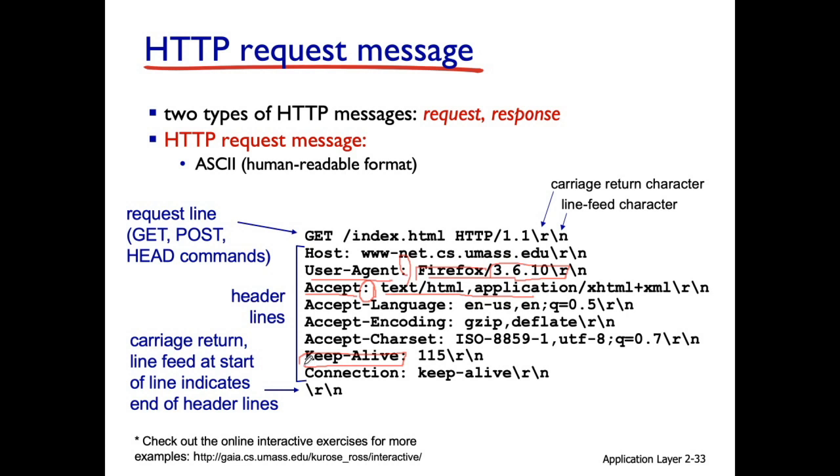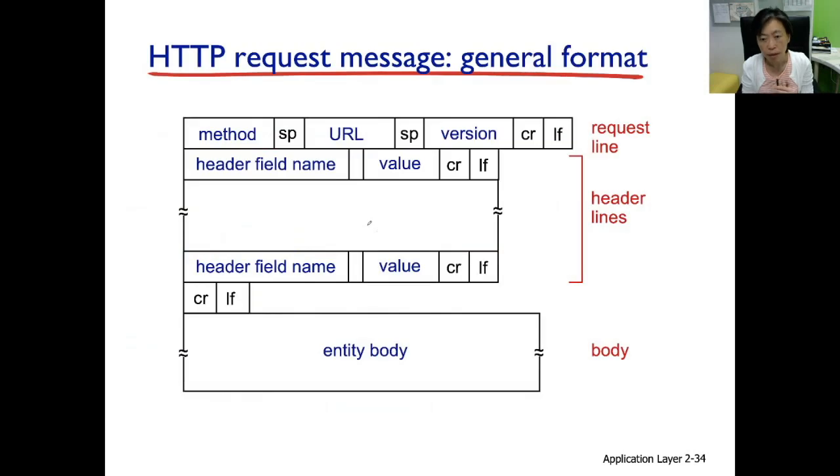Okay, similarly, Keep-Alive, also a predefined attribute. And the value 115 is saying that let's keep the connection alive for 115 seconds if there are no messages being sent. Connection indicates the type of connection the client is wishing to establish. It's the keep alive kind of connection. And so you see the syntax and a little bit of semantics of HTTP request.